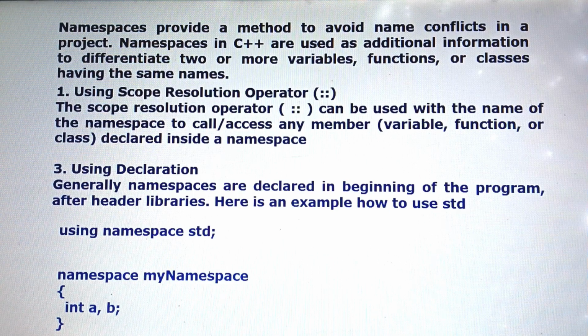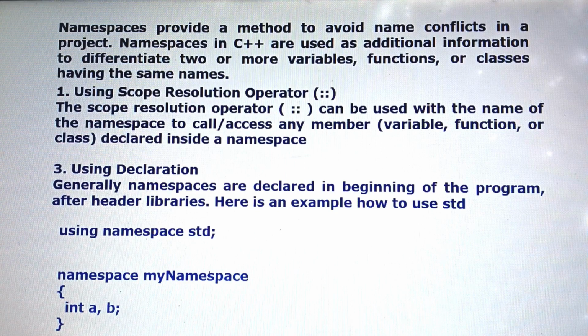Why use the scope resolution operator? This is the symbol of the scope resolution operator, double colon. It can be used with the name of the namespace to call or access any member, that is any variable, function or class declared inside the namespace. Then the using declaration. Generally namespaces are declared in the beginning of the program after header files. Example, using namespace std.